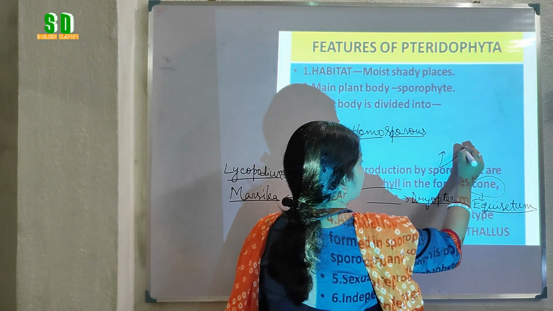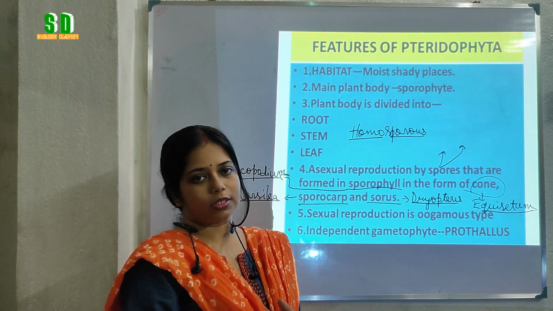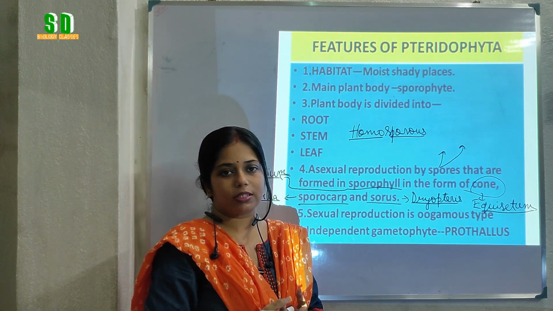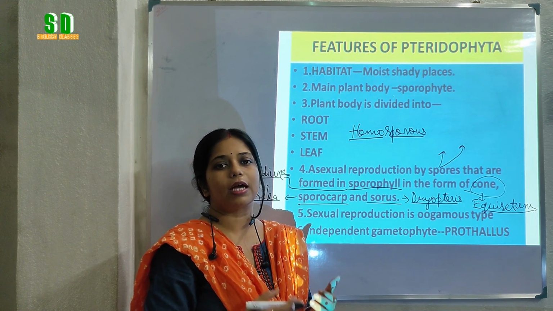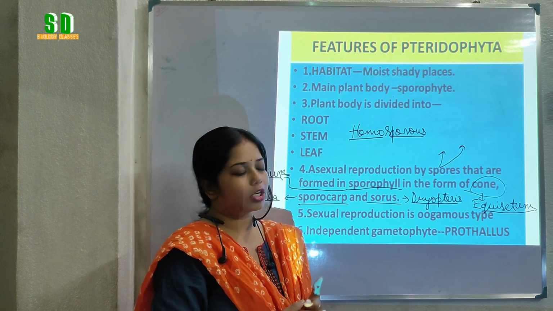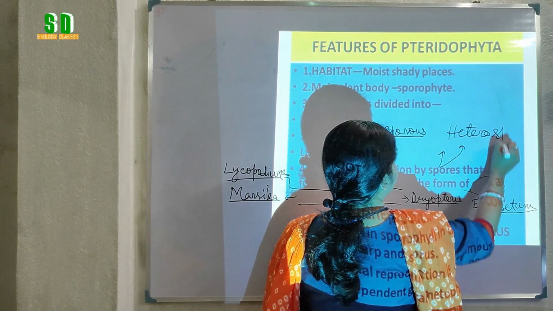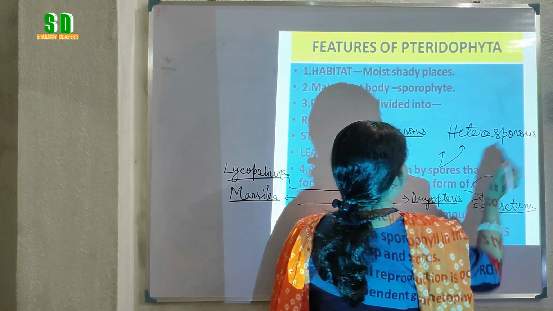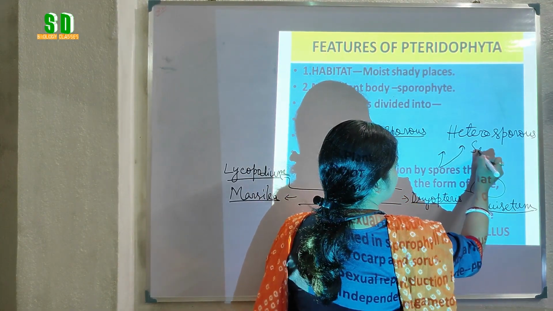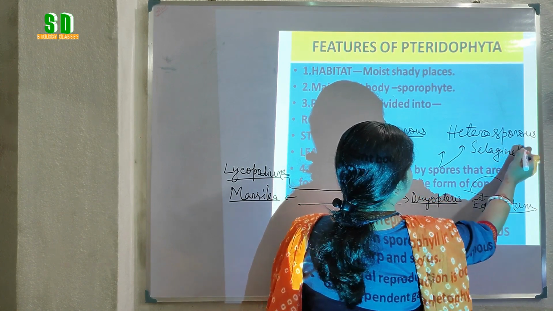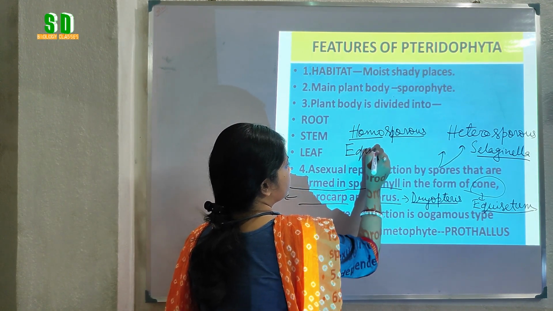Whereas sometimes some of the pteridophytes produce two different types of spores. Some of the spores are smaller in size, they are called the microspores, and some spores are larger in size, they are called the megaspores or macrospores. So those type of pteridophytes are called the heterosporous pteridophyte. And the example of heterosporous pteridophyte is Selaginella. And the example of homosporous pteridophyte is Equisetum.